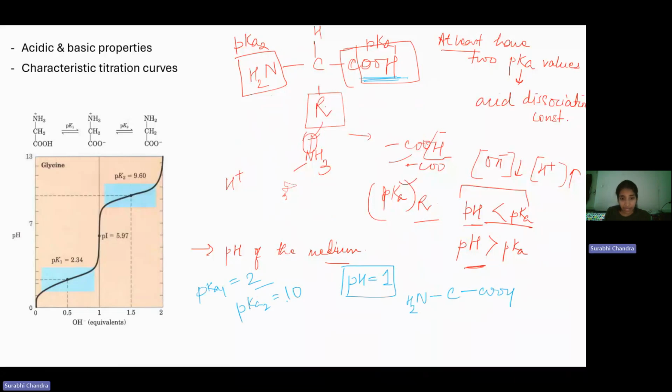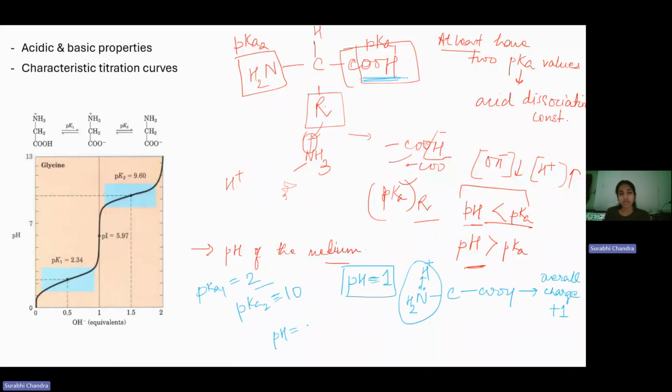The pH is less than 10, definitely. Now what will happen is H+ is abundant in the medium. This will donate its electron to this, forming NH3+. So the overall charge on this amino acid will be +1 when pH is 1. Okay, this is just a vague, random example, just to make the concept clear.